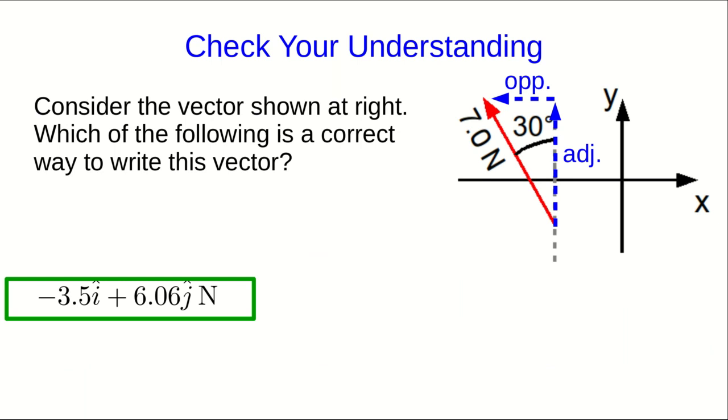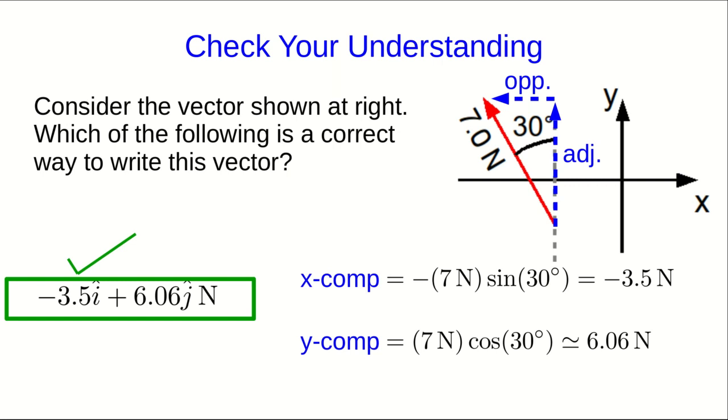Notice that the x component forms the opposite side to the 30-degree angle in the triangle. And so we're going to calculate the x component using sine, where notice I've put the negative sign in by hand because I know the x component has to be negative. And similarly, the y component is the adjacent side of the triangle, and so we're going to calculate it with cos.